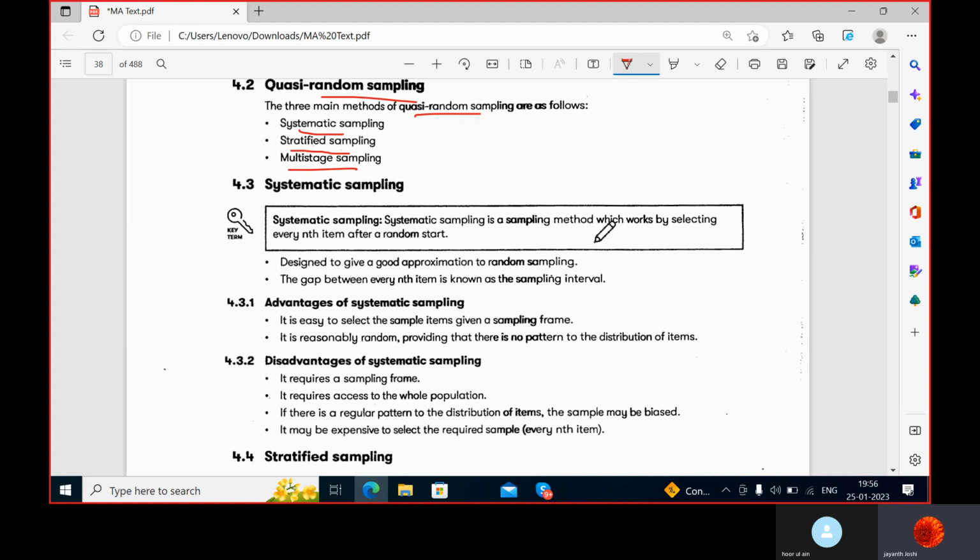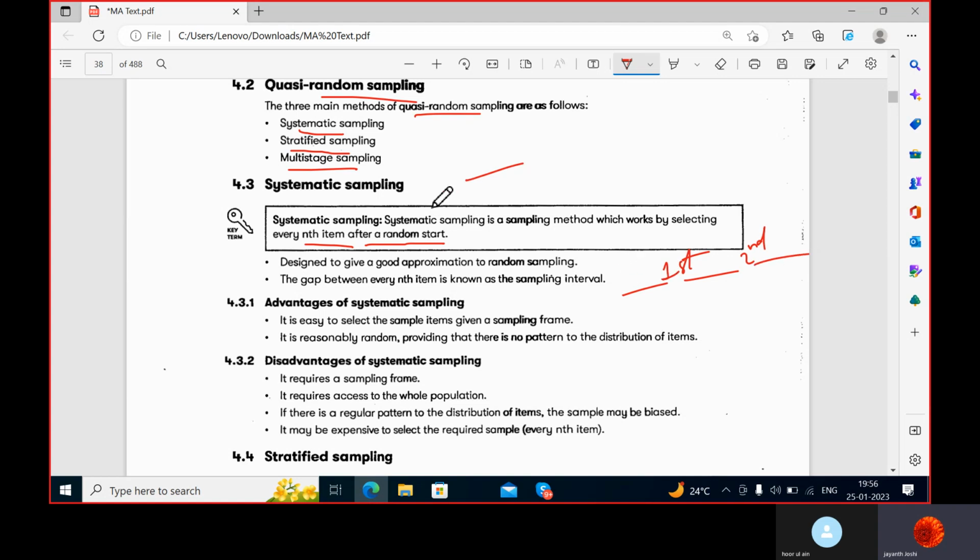Systematic sampling is a sampling method which works by selecting every nth item after a random start. That means you start randomly anywhere you like. But then you select every nth item after that random start. It's like putting some interval, some gap. Understood? I started, I selected the first item, then again I skip and select the second item. So it is like taking some interval, some gap.